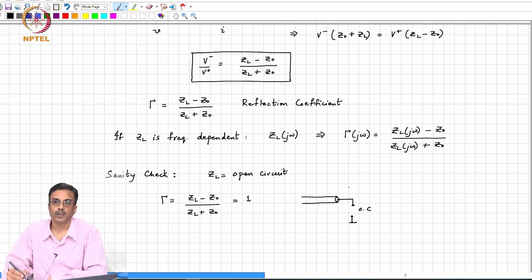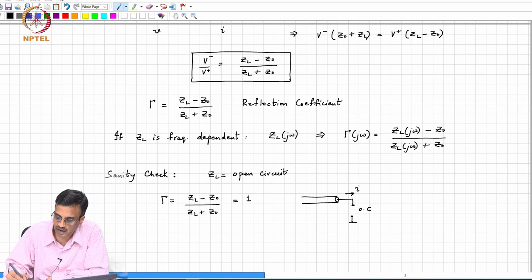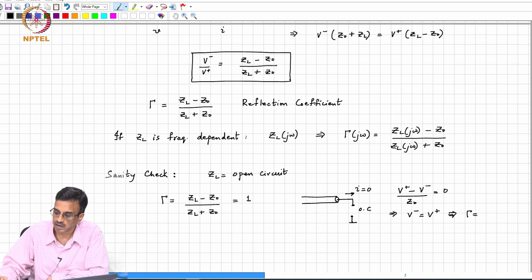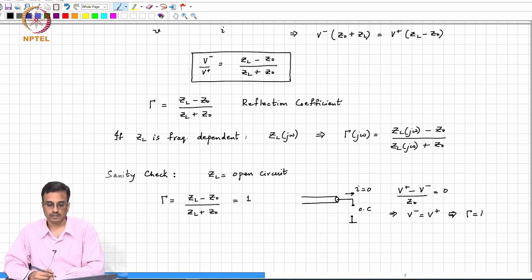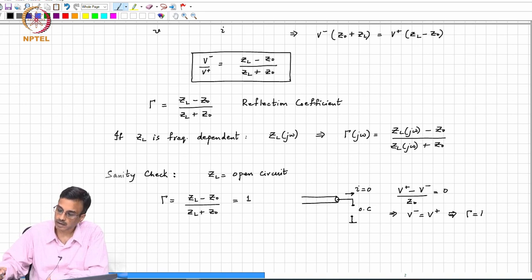And the property of an open circuit, as we all know, is that this current I is 0. If the current I is 0, the current is nothing but V plus minus V minus by Z naught, which must be 0, which can only happen when V minus is equal to V plus, which is equivalent to saying gamma is 1.